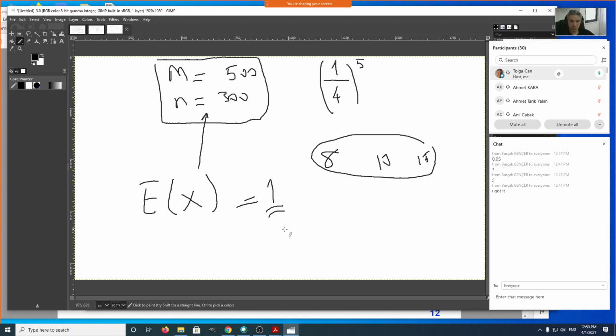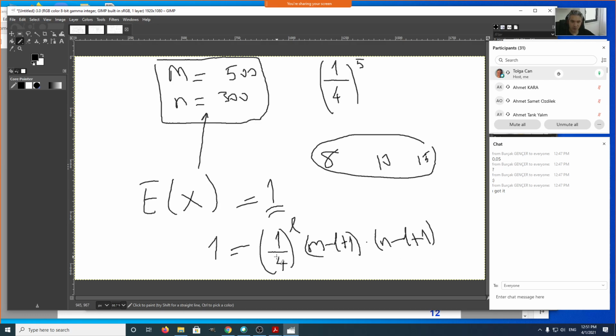So we just need to work out our equations. We're just going to set 1 equal to 1 over 4 to the power l, whatever that length is, times (m minus l plus 1) times (n minus l plus 1).